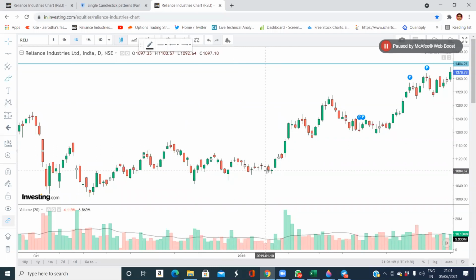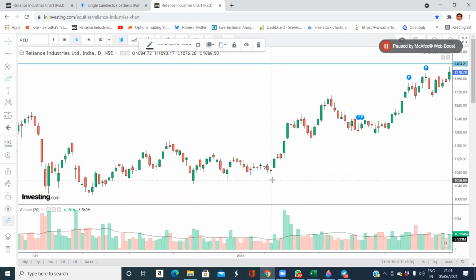So, red candle, doji candle, and green candle. This is called a perfect example of a morning star. So with the morning star, I will enter here and I will put the stop loss here. So you find around 100 morning stars in Reliance.